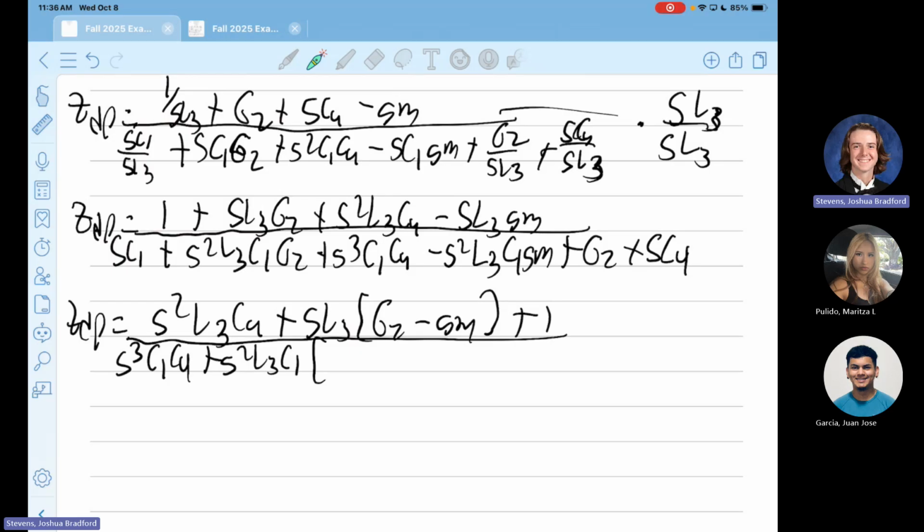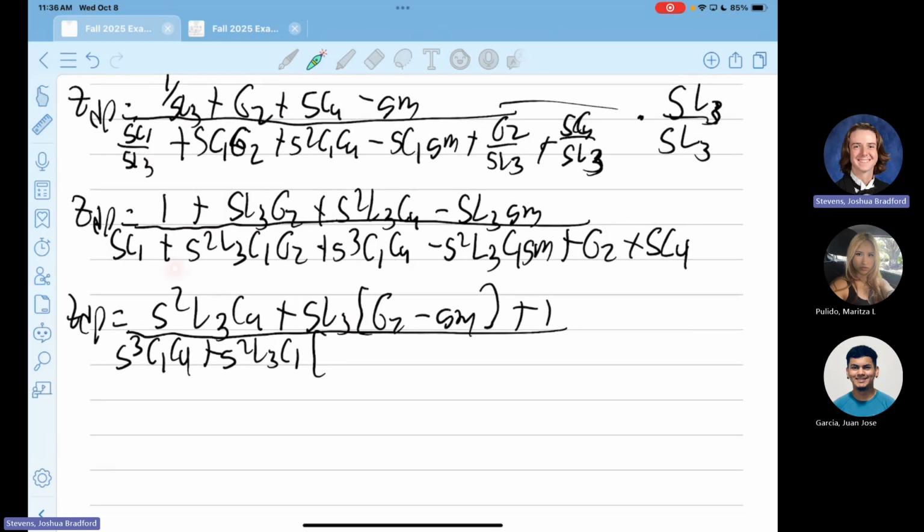Oh, my bad. Okay, so like I said, I have that S squared L3C1. I have that term and that term, so therefore I can just do a G2 minus GM because I grouped the like terms. Y'all see how I did that? Yeah. Here? You are correct. Yeah, that's my bad.